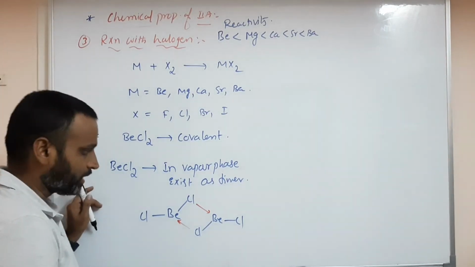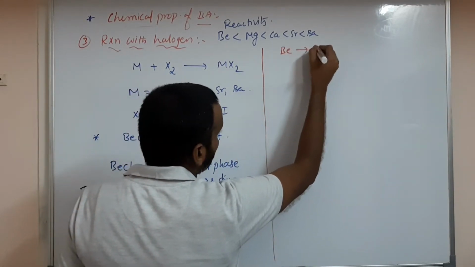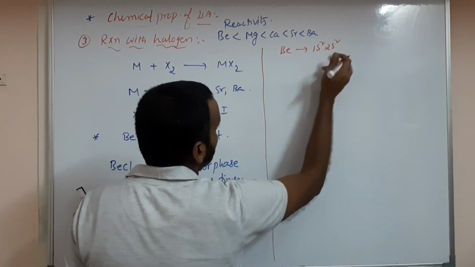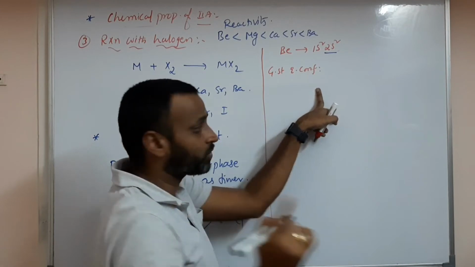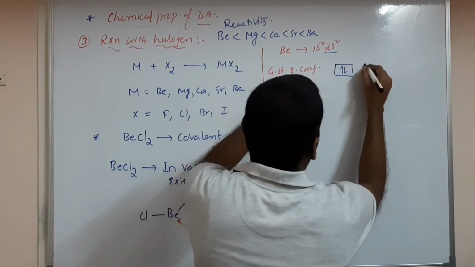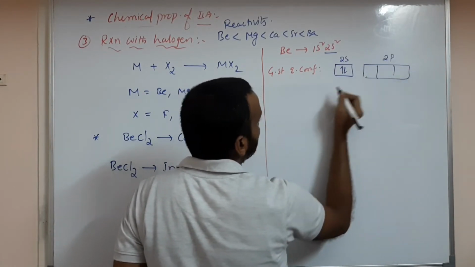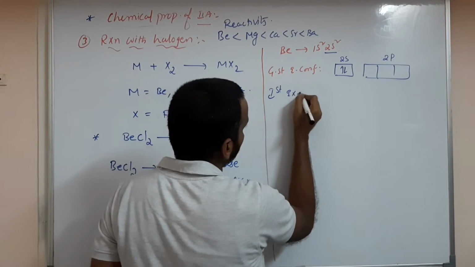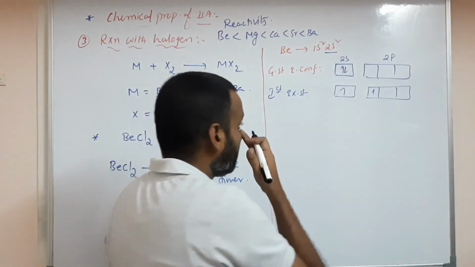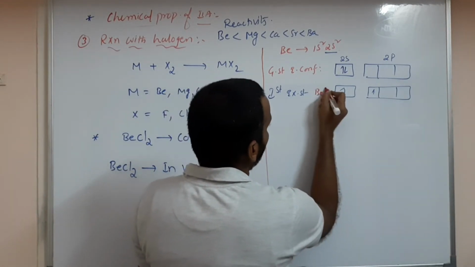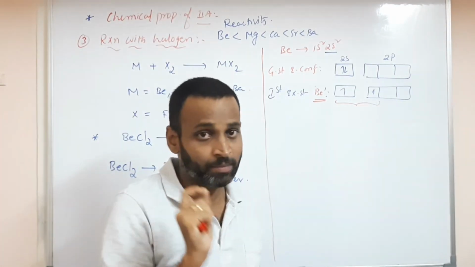BeCl2. The most important thing here, what happens if you see beryllium configuration, 1s2, 2s2, that's it. Correct? It's the ground state electronic configuration. Ground state means only valence shell, you know that already. So it has 2s2 and 2p. P means you have 3 degenerate orbitals. So 2p is empty, this is 2s and this is 2p. In the first excited state, it has 1 electron here and 1 electron here. This is the first excited state of beryllium actually. So beryllium can use how many orbitals for hybridization? 2.